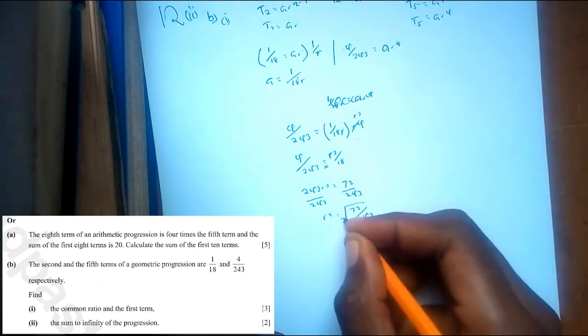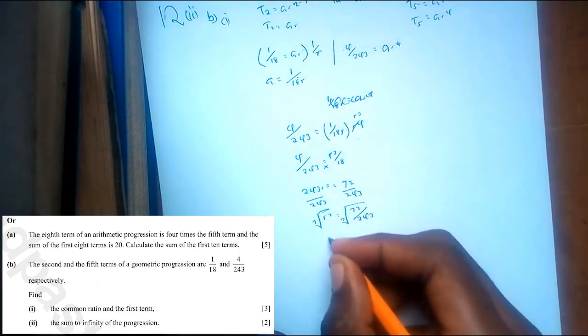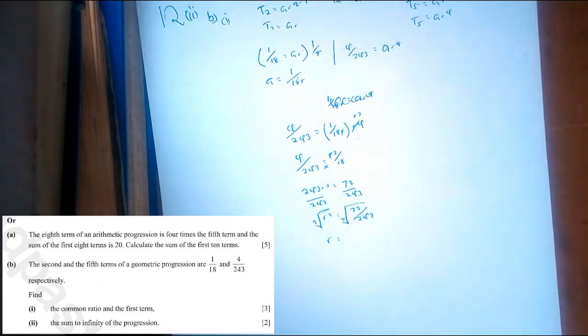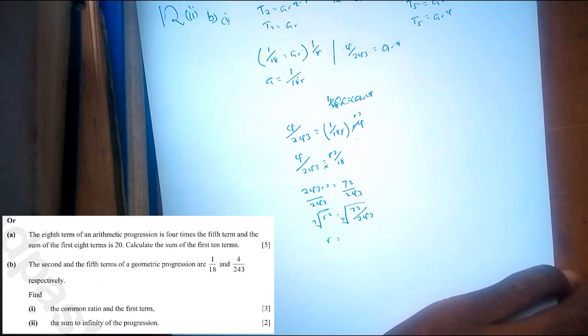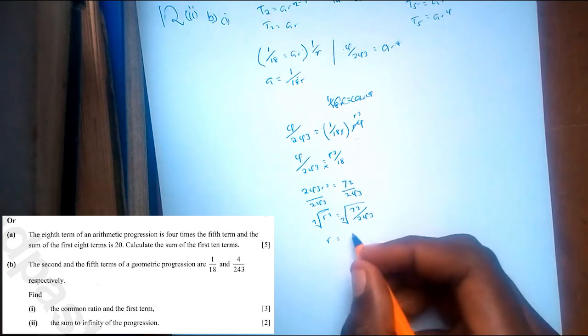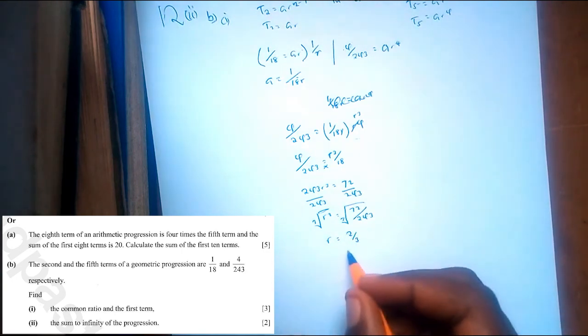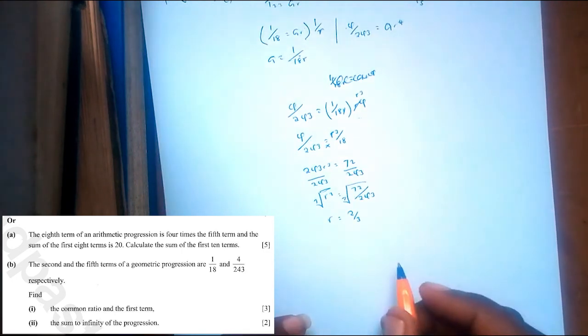Sorry, cube root. r will be equal to the cube root of 72 divided by 243. Okay, that is 2 over 3. So 2 over 3, that is our r.